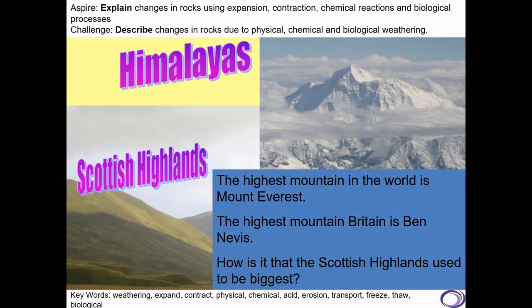Now, currently, the highest mountain in the world is Mount Everest, whereas the highest mountain in Britain is known as Ben Nevis and is found in those Scottish Highlands. Ben Nevis is an impressive 1,344 metres high. Mount Everest, however, is an incredible 8,848 metres high, far higher than the Scottish Highlands. However, scientists are aware that the Scottish Highlands, in fact, used to be bigger than Mount Everest. And the question I'm posing you is, how did that happen? How have things changed so much that Mount Everest is now so much taller than Ben Nevis?